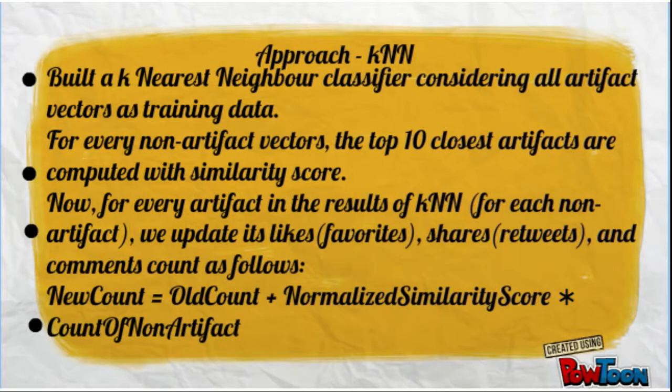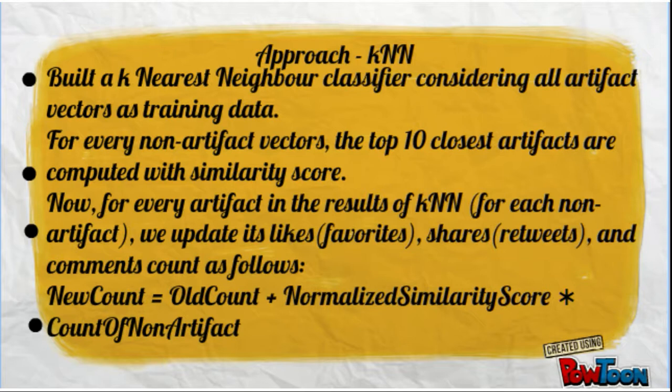Now let's have a detailed look at the approaches we have used. We constructed vector representations for each artifact. Using these TF-IDF vectors, we trained the KNN classifier in an unsupervised way. Now let's consider the non-artifact posts. We also converted the text of non-artifacts to TF-IDF using the same vocabulary as in training.